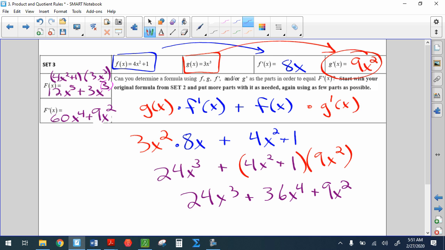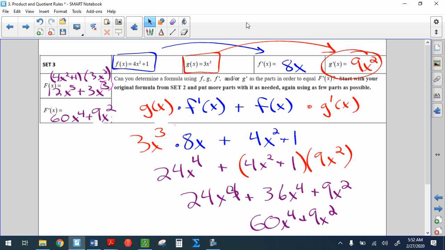And then the other mistake I made, and I can blame it on it being hard to see on the Smart Notebook, is that right here where this says 3x squared, that's really a 3x to the third. That makes this a 24x to the fourth. And so 24x to the fourth plus 36x to the fourth is 60x to the fourth plus 9x squared. So you probably got there more smoothly than I did since I made two mistakes, but it is 5:52 in the morning, so I'm going to blame that too.